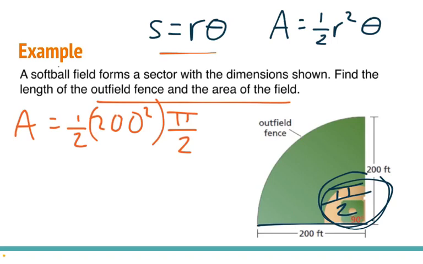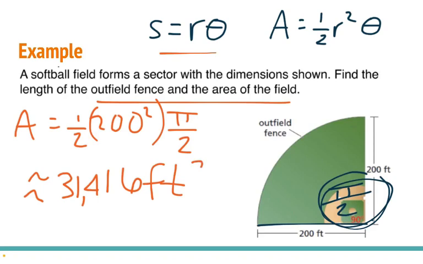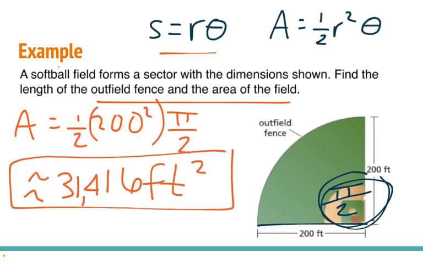But what you should be getting is 31415.926, blah, blah, blah, and then it keeps going on. If we're rounding that to the nearest whole number, then that would be 31416. And this is in, so 31,416, and this is in feet. But remember, it's area, so feet squared would be my answer for that.